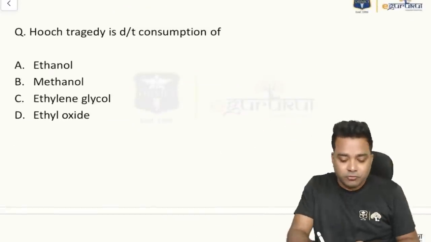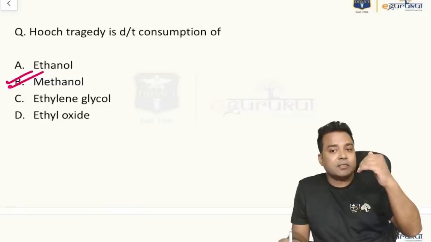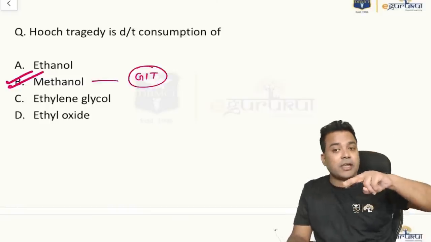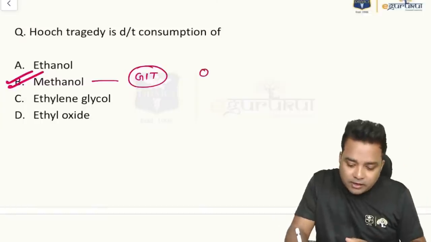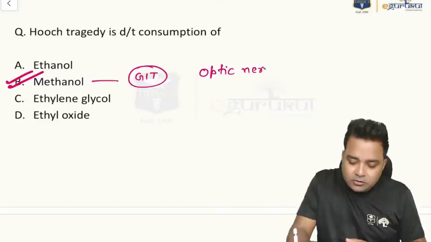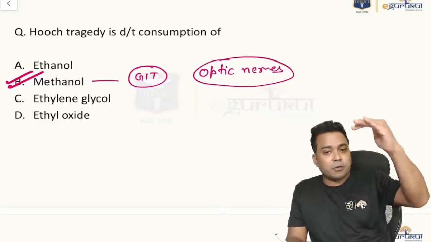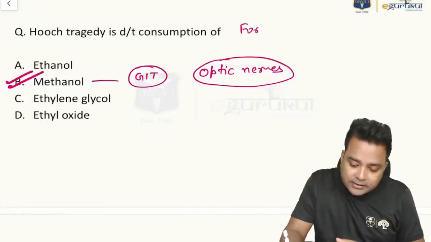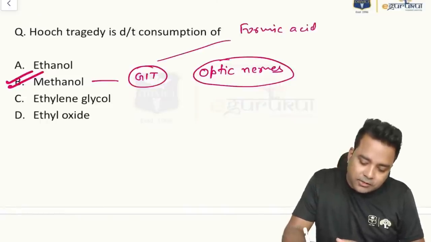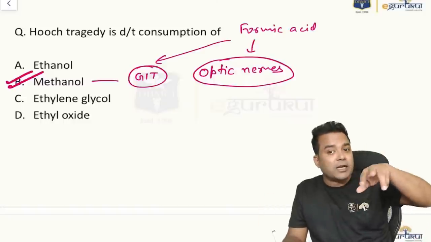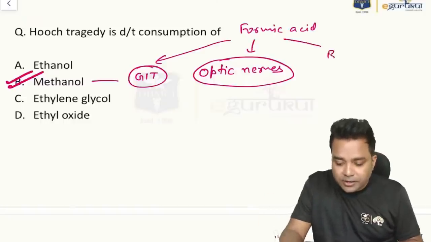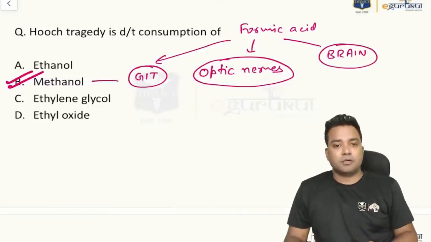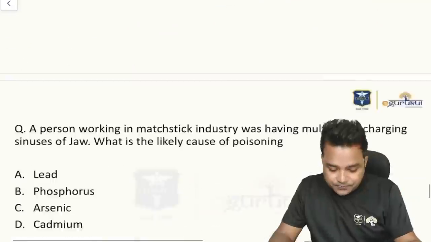Hooch tragedy is due to consumption of methyl alcohol, also called methanol. Illicit liquor consumption mainly consists of methanol. Methanol is in love with the GIT. So initially, the people have intense abdominal pain. Then it is in love with the optic nerves. Which toxic metabolite of methanol metabolism? Methanol metabolizes first to formaldehyde and then to formic acid. It is this formic acid which is toxic to the GIT first, then toxic to the optic nerves, leading to bilateral blindness. It is also toxic to vital brain centers, mainly causing basal ganglia necrosis, and that leads to death of people. This tragedy is called Hooch tragedy.